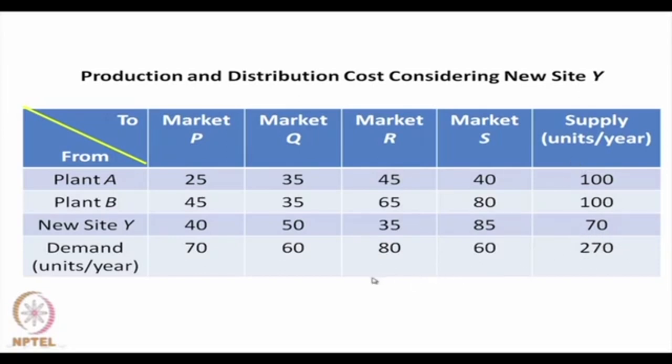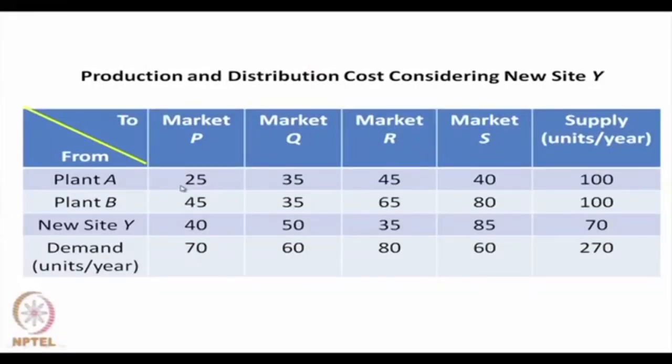Now, this is fondly known as a transportation problem in linear programming. We can actually find out which plant should supply how much material to which market, so that the cost of production and transportation becomes the minimum. We are not discussing a linear programming problem or a transportation problem, but we are merely mentioning that this has the structure of minimizing the transportation cost, where the decision variable is how much to supply from plant A to market P, from plant A to market Q, R and S.